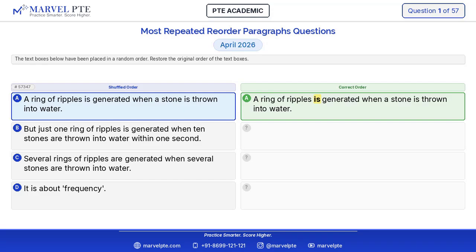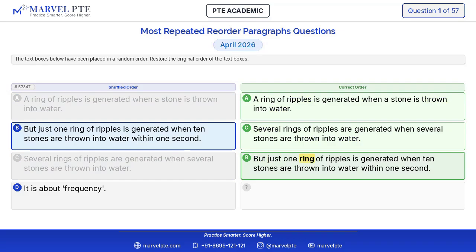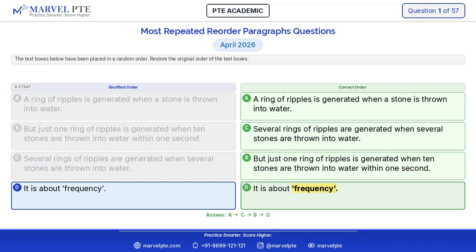A ring of ripples is generated when a stone is thrown into water. Several rings of ripples are generated when several stones are thrown into water. But just one ring of ripples is generated when 10 stones are thrown into water within 1 second. It is about frequency.